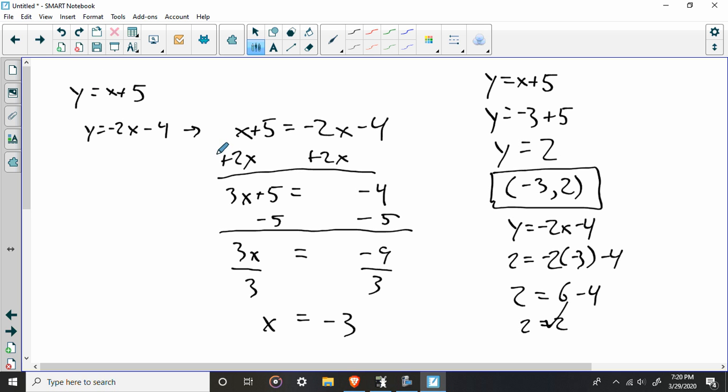All right, so what did we do? We substituted in, we moved all our x's to one side, we moved all our constants to the other side, we divided, we got x, plugged it back into this one, got y, and to check, we plugged our x and our y into the other equation.